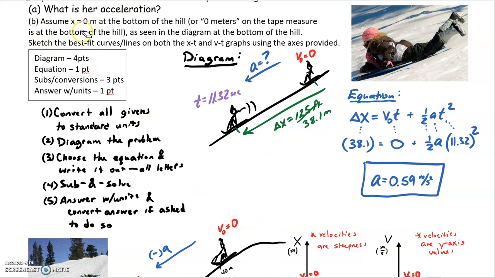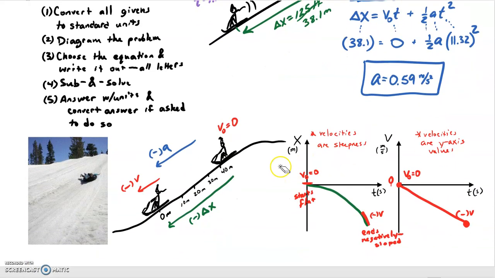For part B, it says, assuming that x equals 0 meters at the bottom of the hill, which would mean that we're approaching the 0 meter mark on the tape measure as we go down the hill, we're going to sketch the graphs for this. It's a different situation here in terms of the direction, because now as this person goes down the hill, she's moving in the negative direction because we're subtracting position as we get closer and closer to 0. So delta x would be subtracting from 40 to 0.